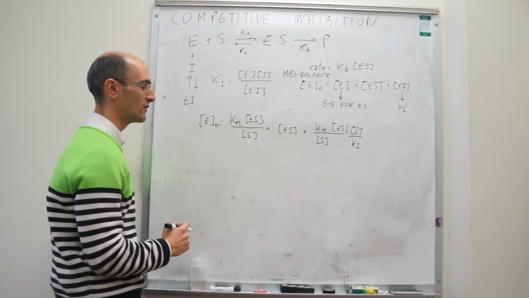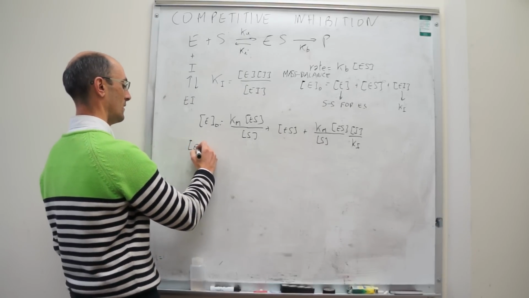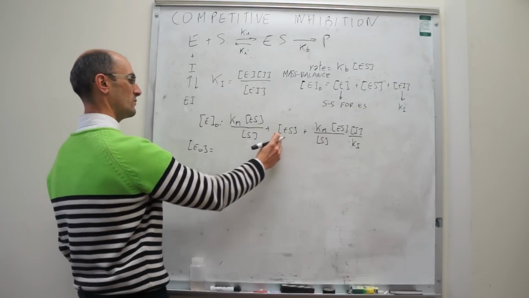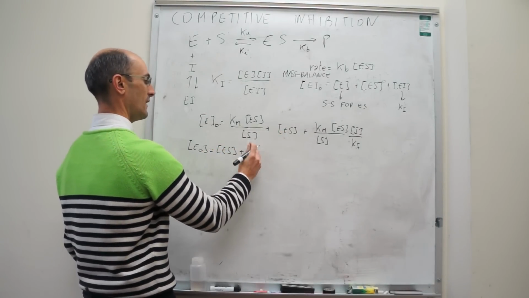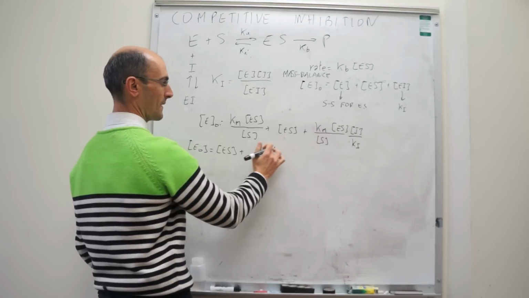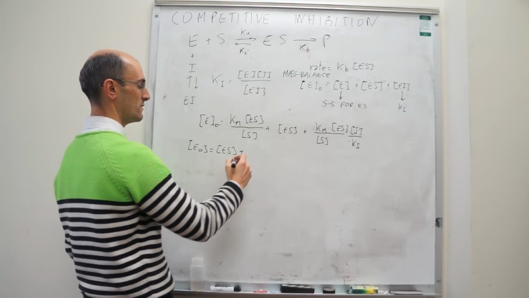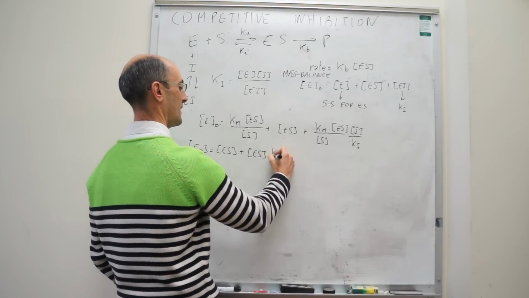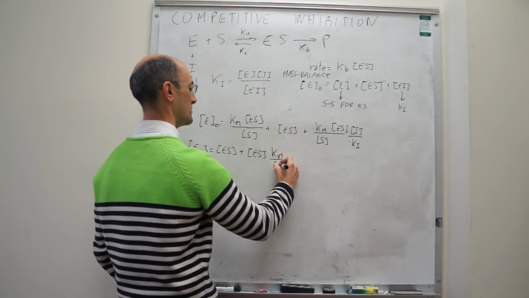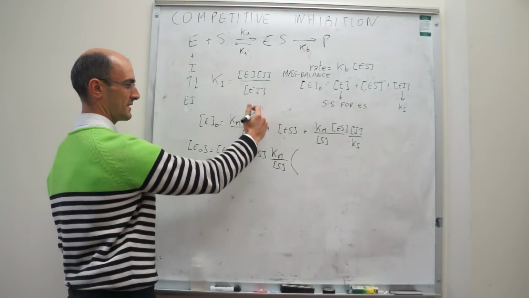Okay, so that's the first thing that I'm going to do. I'm going to group them together and take common factor. So E naught is going to be equal to, first I'm going to write that term, concentration of ES, and then I'm going to write these two factors, taking common factor Km, S and concentration of ES. So concentration of ES, and then Km over concentration of S. And that is going to be a common factor of, well, that's just 1.